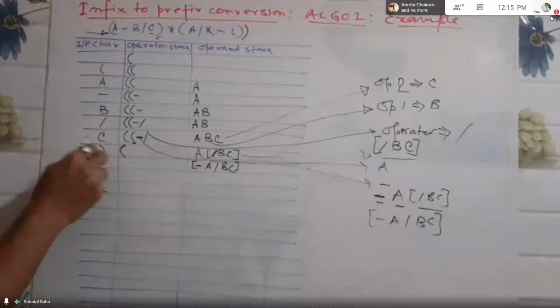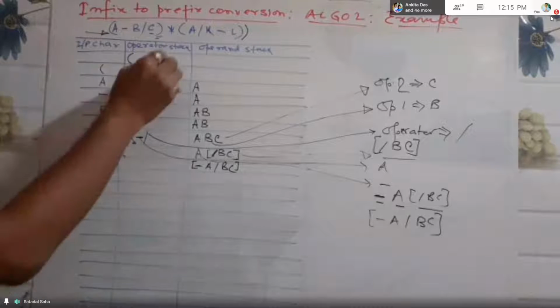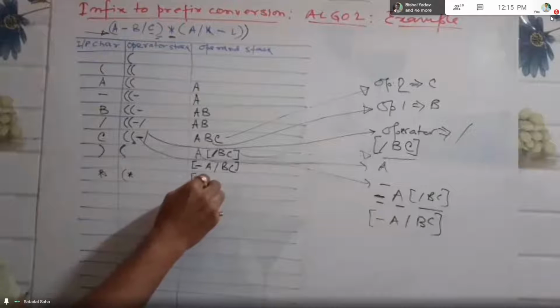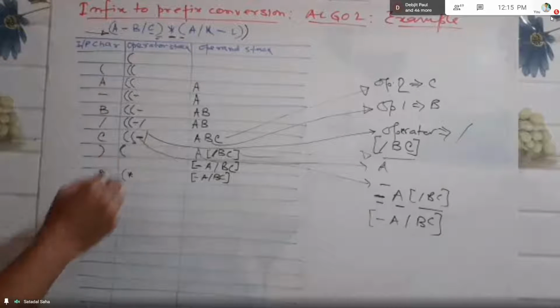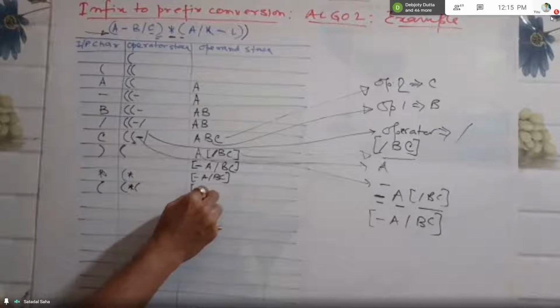Again, you have to scan. So this is over now. This closing brace is over because you have got one opening brace. So this process is complete. Next, you have to scan again the operand. So operator. So this is the multiplication operator. So you put it into the operator stack, and it is nothing there. Okay, and then you face this opening brace. So nothing is here.